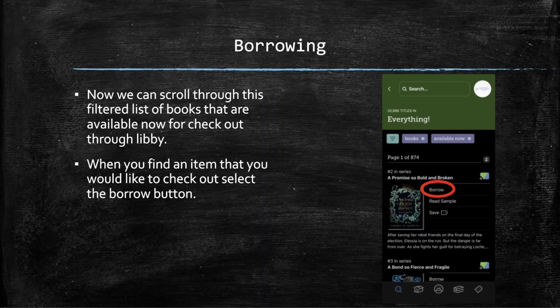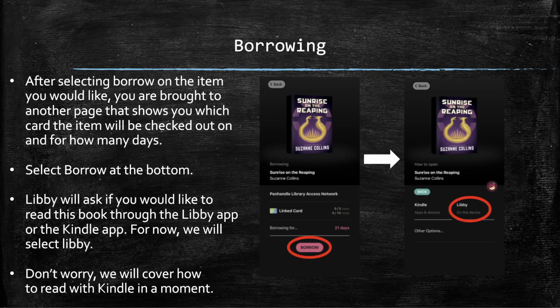When you find an item that you would like to check out, select the Borrow button. After selecting Borrow on the item you would like, you are brought to another page that shows you which card the item will be checked out on and for how many days. Select Borrow at the bottom. Libby will ask you if you would like to read this book through the Libby app or through the Kindle app. For now, we will select Libby. Don't worry, we will cover how to read with Kindle in a moment.